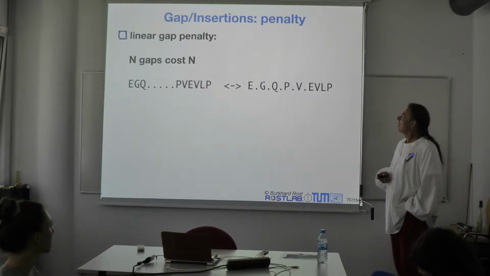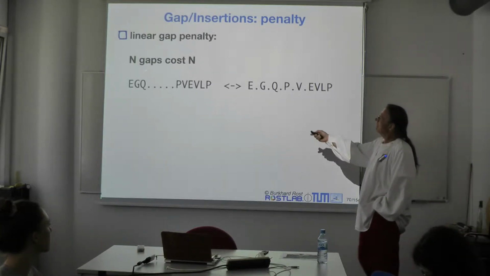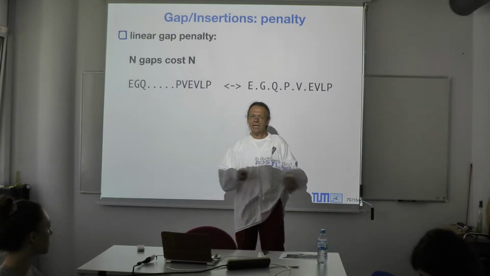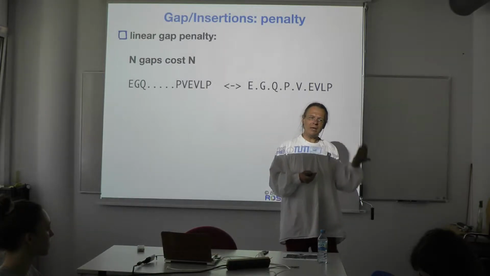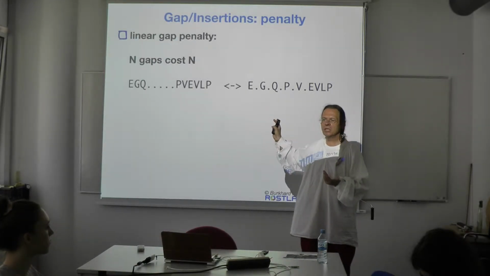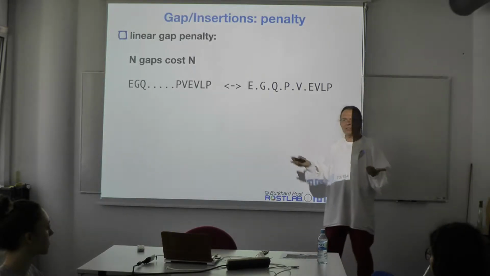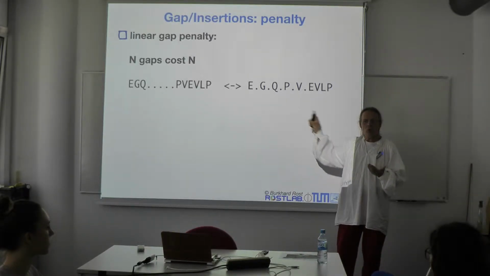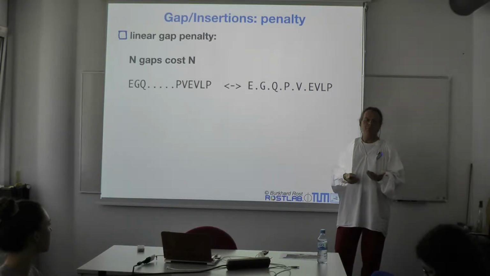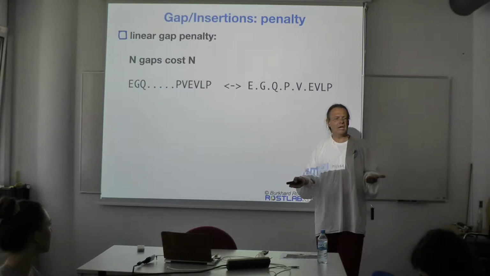Okay, so ultimately, if you have a gap, for the gap you pay a price. You add a gap to the alignment, so you win by matching identical letters, and you lose by introducing a gap. By this simple rule, these two ways of looking at it, here I have 5 gaps and here I have 5 gaps, is the same loss, right?